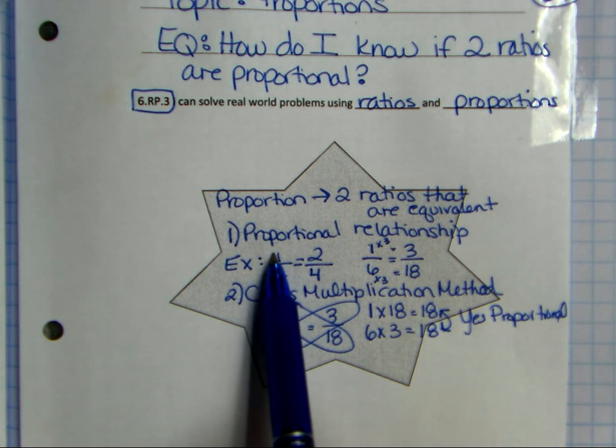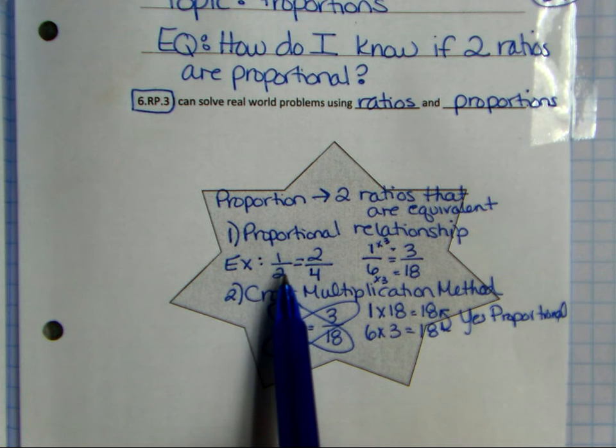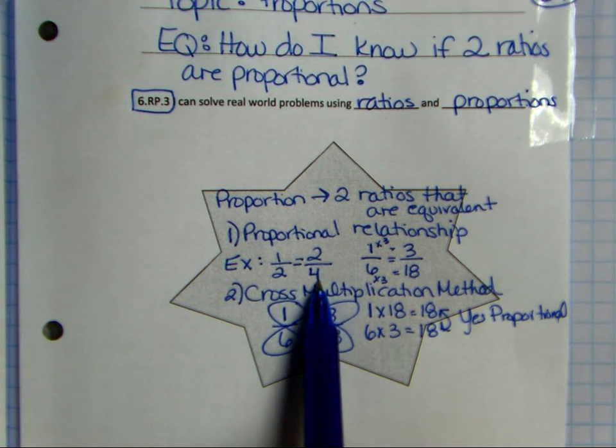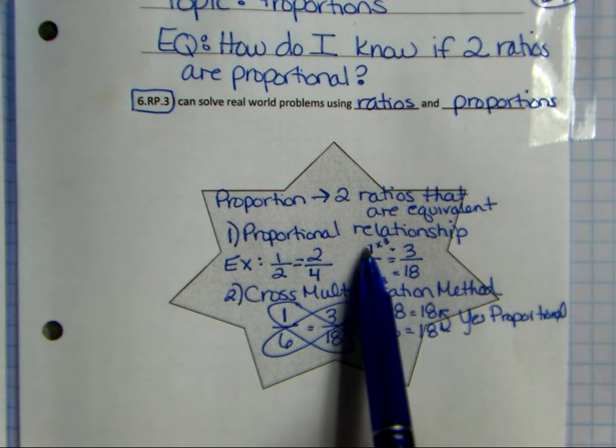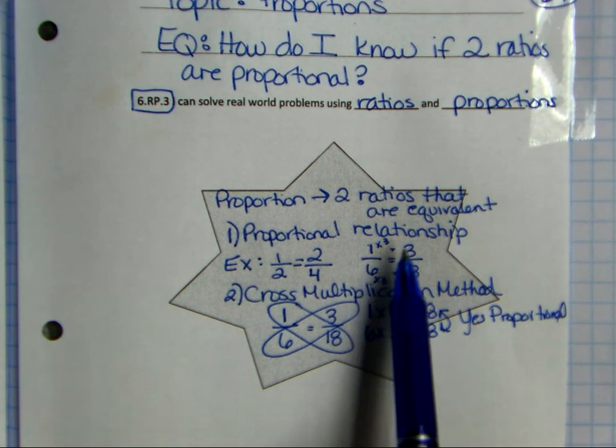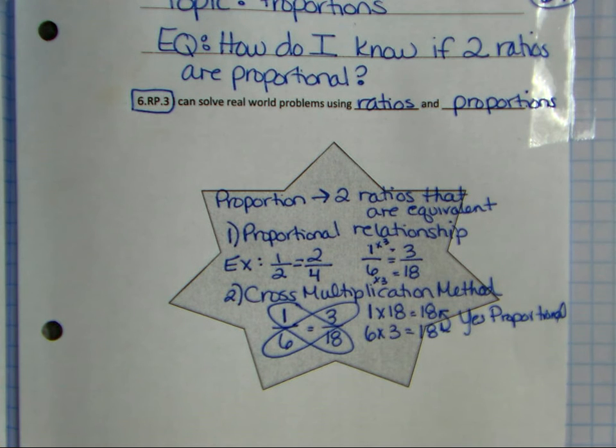Here, once again, you look at the relationship between the numerator and the denominator, and whatever relationship is happening here, that relationship should also happen over here. You can also look across. 1 times 3 is 3, 6 times 3 is 18. That also shows you that there's a proportional relationship there. So either way would work. Okay, so now let's do some practice.